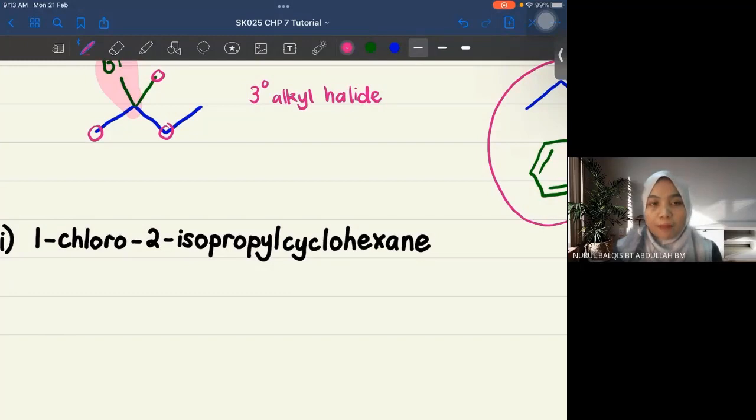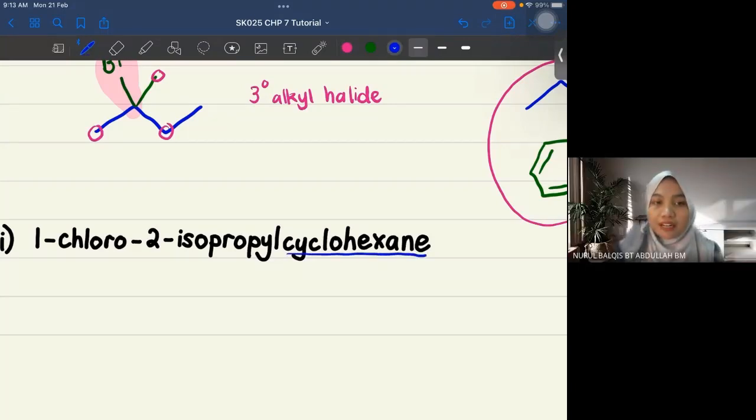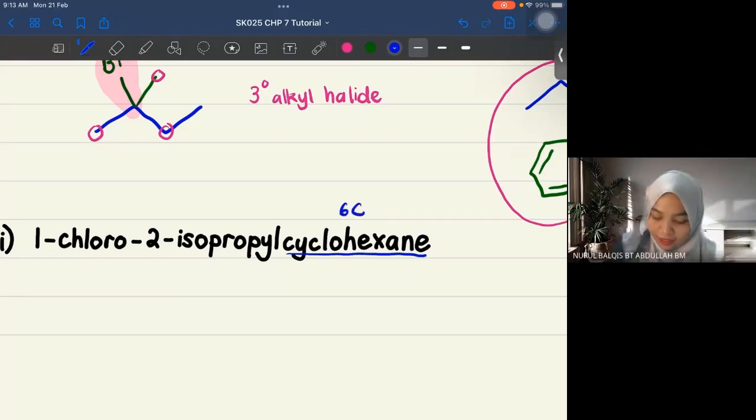So who's going to be your parents and also the suffix? Cyclohexane. Cyclohexane contain how many carbons? 6. 6 carbon. Okay, so kita ada 1, 2, 3, 4, 5, 6. Okay, so this is your cyclohexane.